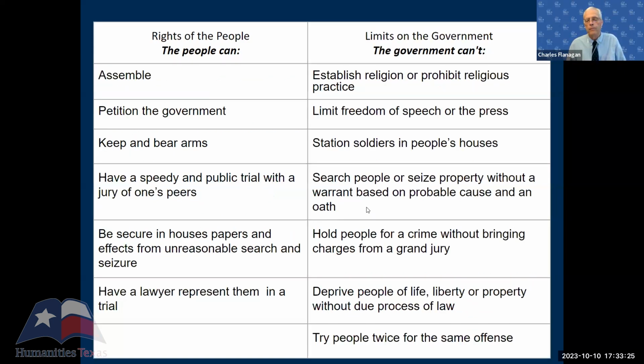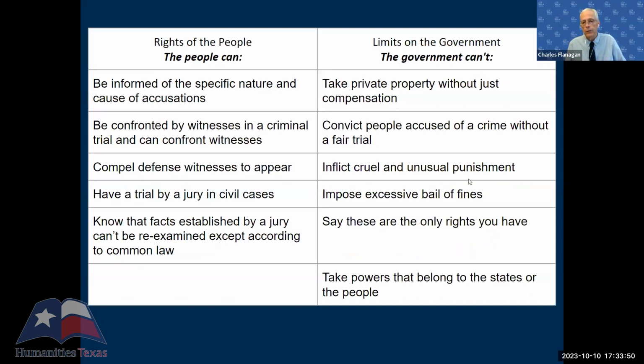The government cannot establish religion or prohibit religious practice, limit freedom of speech or the press, station soldiers in people's houses, search people or seize property without a warrant based on probable cause and a sworn oath, hold people for a crime without bringing charges from a grand jury, deprive people of life, liberty, or property without due process of law, try people twice for the same offense, take private property without just compensation, convict people accused of a crime without a fair trial, inflict cruel and unusual punishments, impose excessive bail or fines, say these are the only rights you have, or take powers that belong to the states or the people.